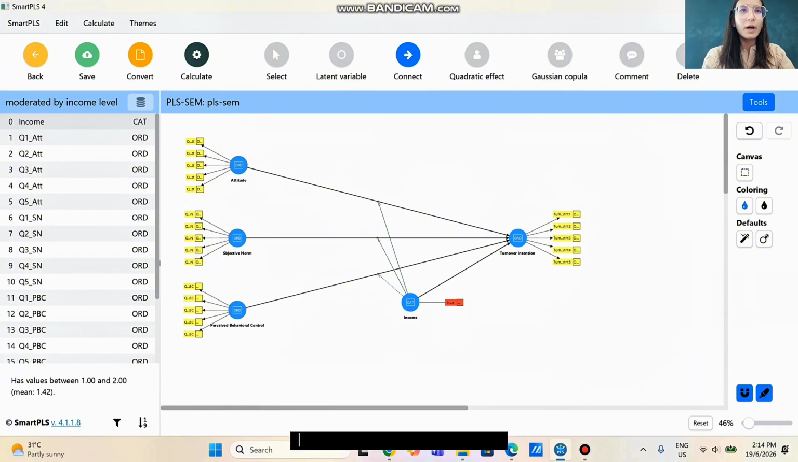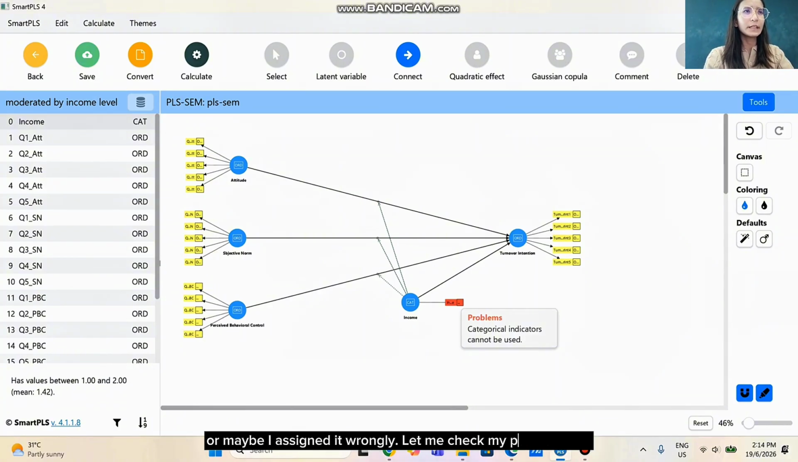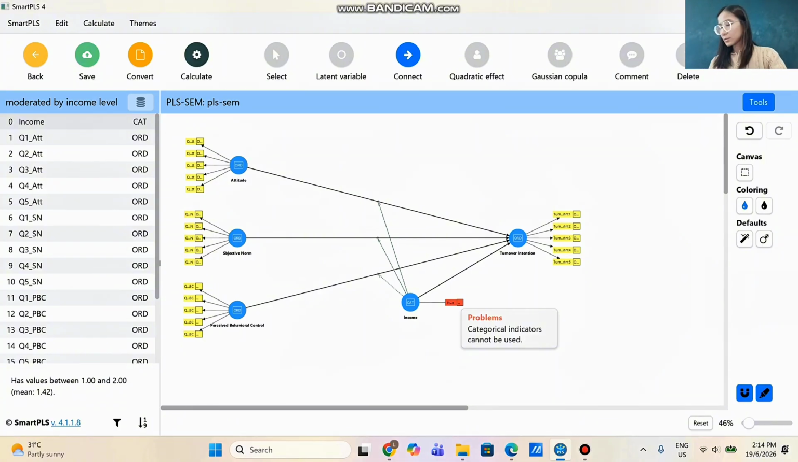Wait, why is my income indicator red? I think there is something wrong here. It should not appear red because I already assigned income into the model. Maybe the problem is from the scale type, or maybe I assigned it wrongly. Let me check first.